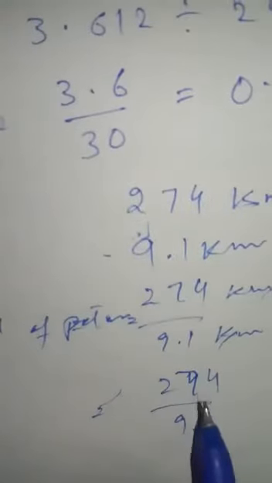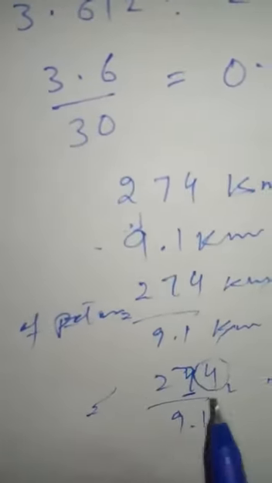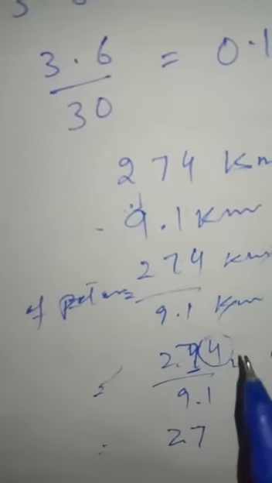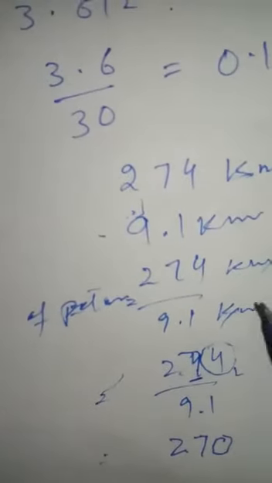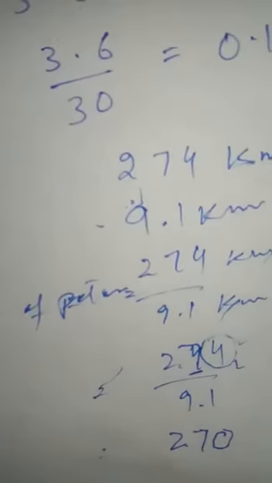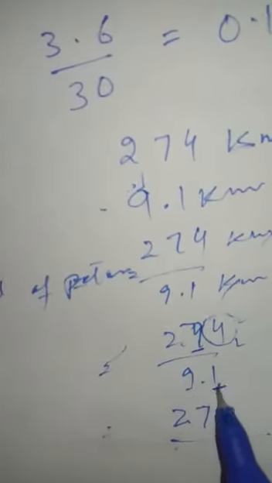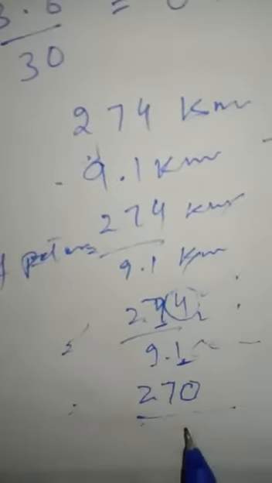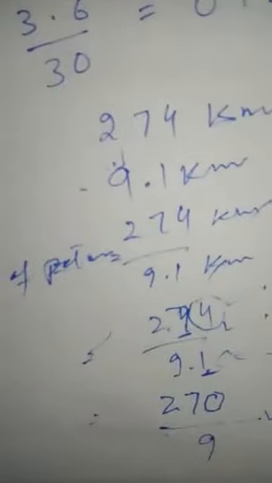So we count 1, 2, and circle the next number. It is less than 5, so we don't add anything to the previous number. We write 27 and a placeholder 0 because it is not a decimal number. In the denominator, 9 is the second significant figure and there is no other digit, so we simply write 9 and write liters of petrol. Okay, don't divide this.